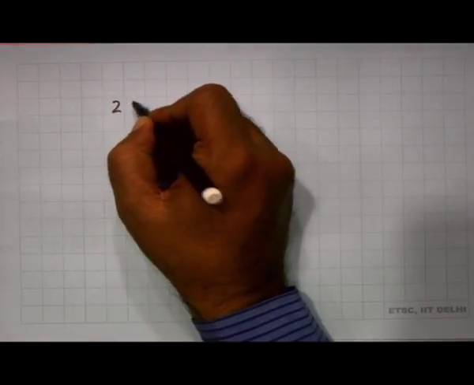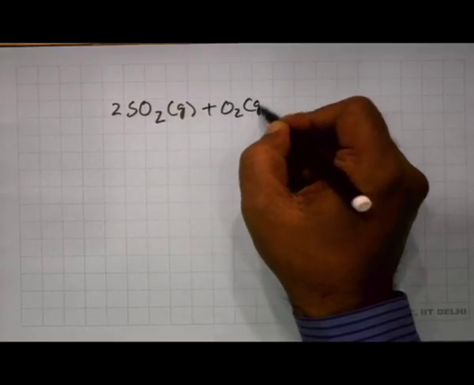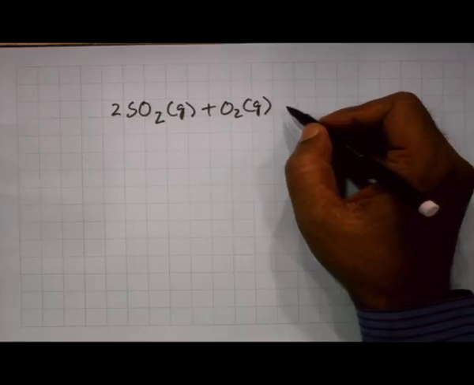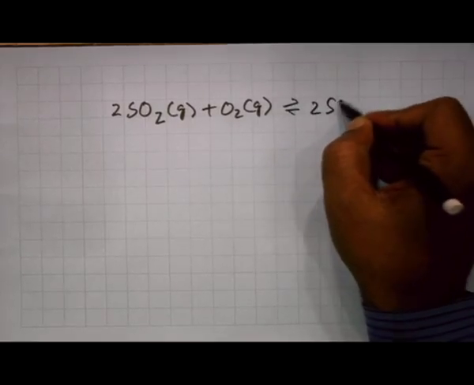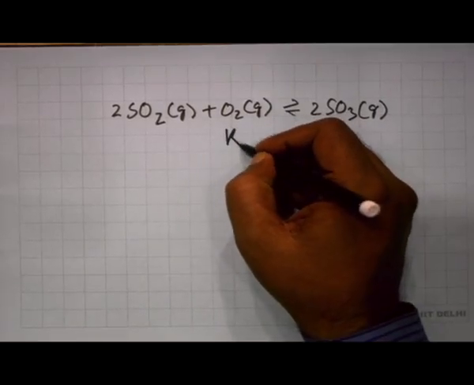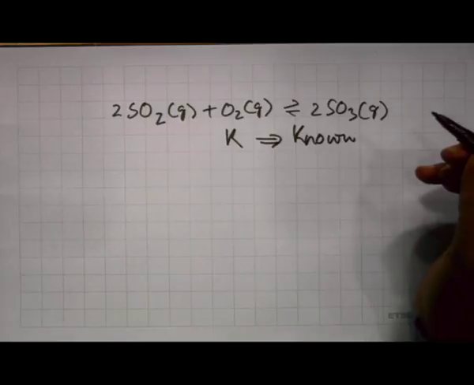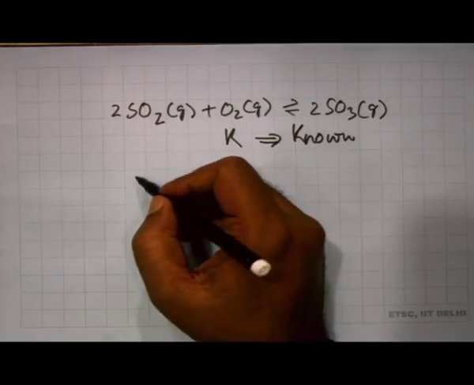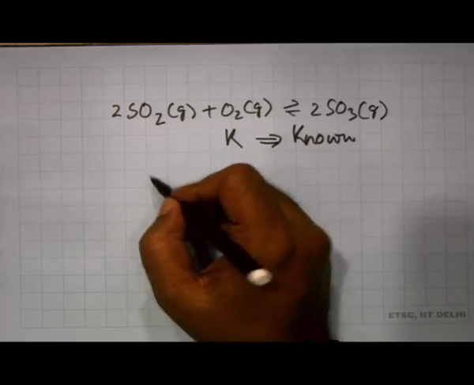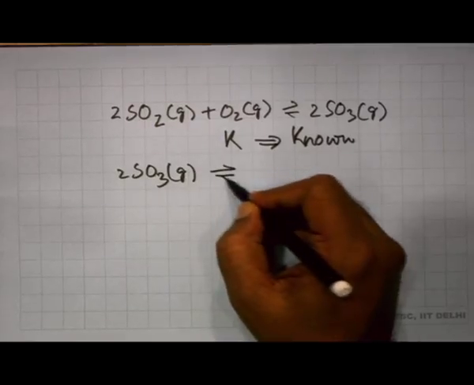Now, let us take the second case. Suppose we have given a reaction which is 2SO2 gas plus O2 gas giving you 2SO3 gas, and suppose this has some equilibrium constant K1 which is known. Now, the question is, can I calculate the equilibrium constant for this reaction?